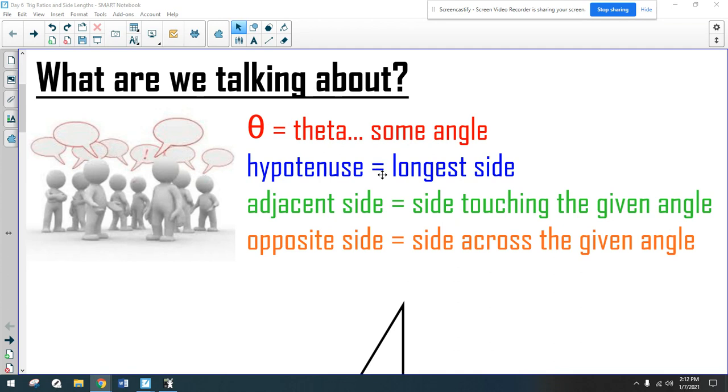Okay, we know what a hypotenuse is, the side across from a 90-degree angle. And then these two might be a little new. I know you've seen this word before, adjacent. Adjacent is going to be the side touching the angle we're talking about, whether it's theta or whether they actually give you a number. And opposite, we've done the opposite side. So it's across from your theta.